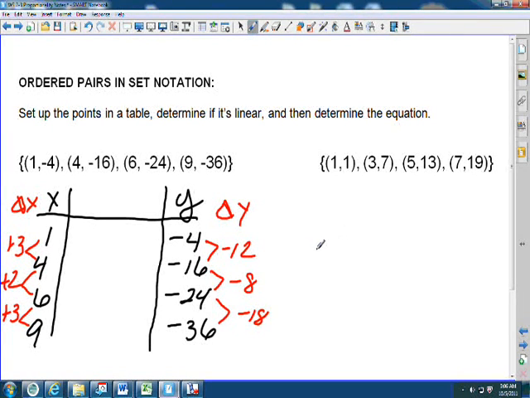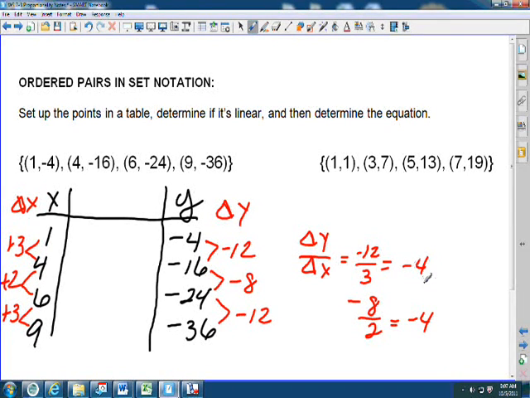So now, whoa, I didn't even see what I did here. That's not negative 18. It should be negative 12. There we go. Now at least I'm catching it here. All right, delta y over delta x. I have negative 12 over 3, which is negative 4. Then negative 8 over 2, and that's negative 4. The first thing you look for is you see that delta y over delta x, these are the same. So it is linear. It makes a straight line.